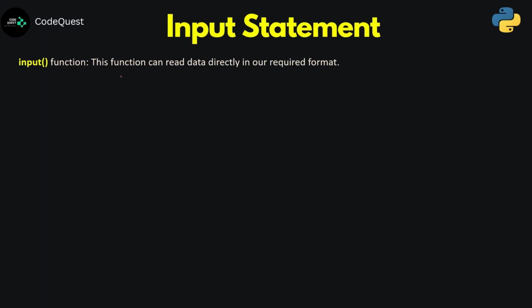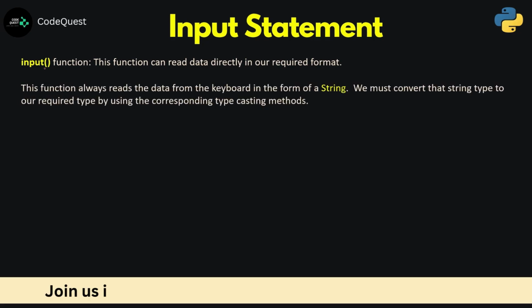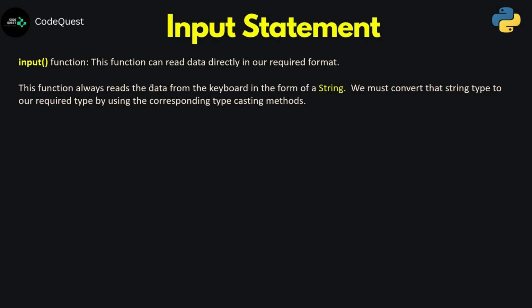So the input function can be used to read data from the user as per the required format. Now, if I do not use any type conversion and start directly using only input, it is always going to read data from the keyboard in the form of a string. In order to get the required format of data, I must convert this string into the specific type as per my requirement. Now, what is the syntax?